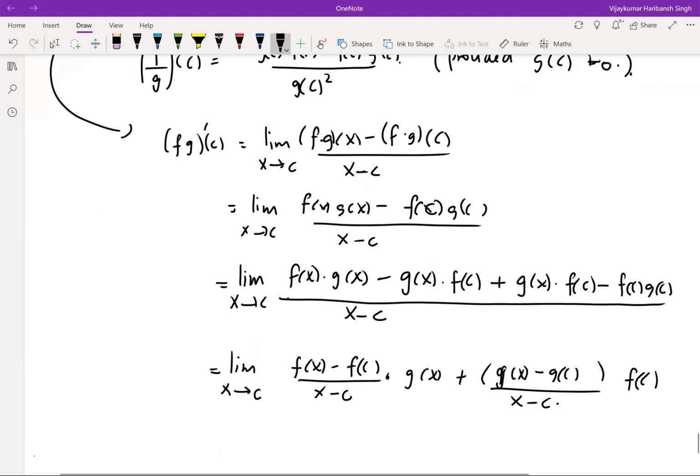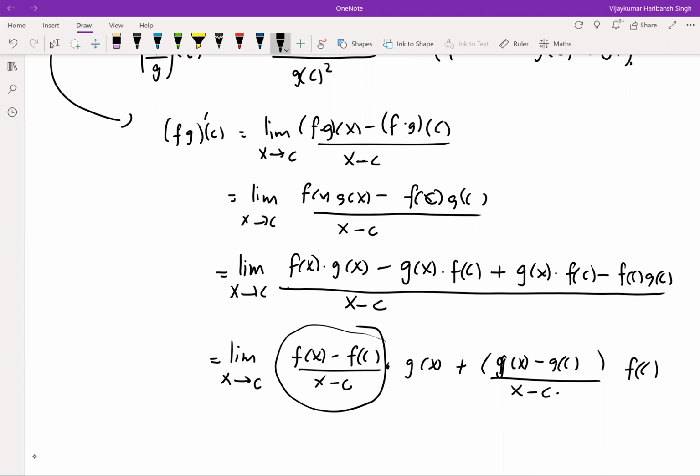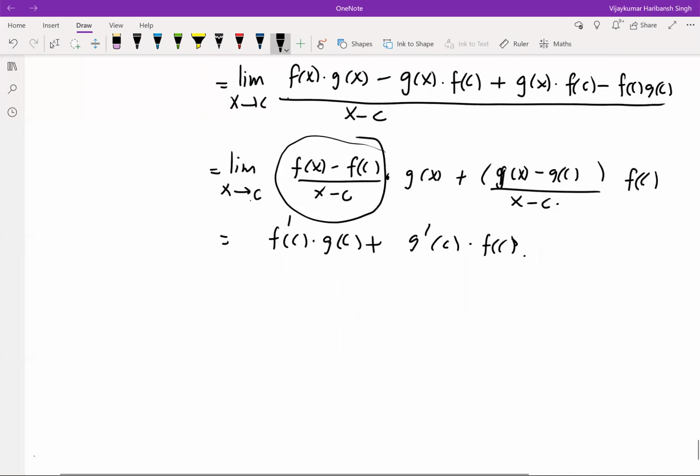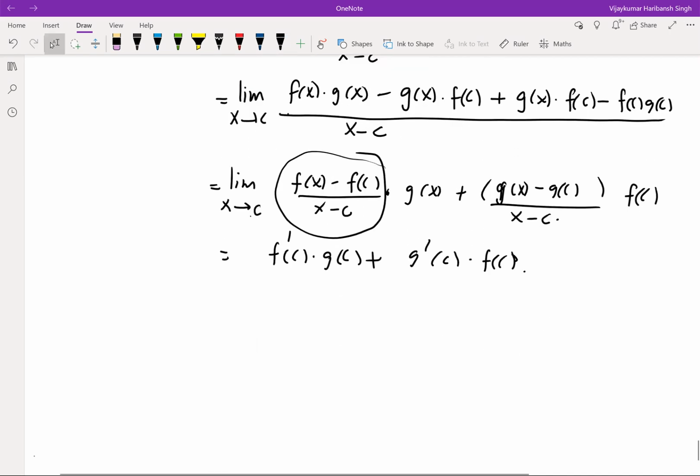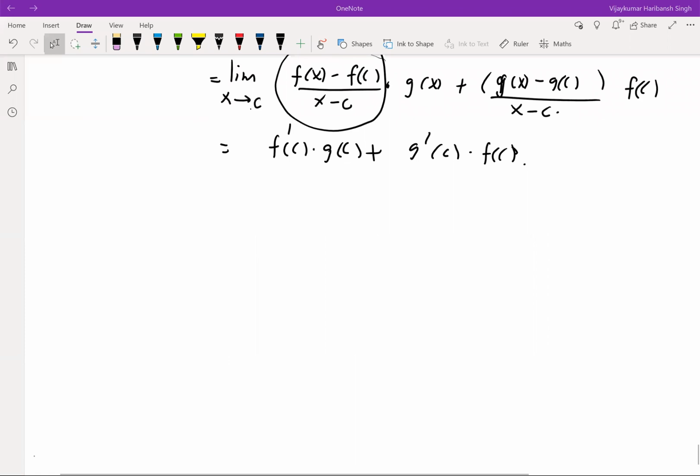Now, given the fact that this limit exists, because we are saying it's differentiable, note that these formulas do not apply if the functions are not differentiable at that point. So this is going to be f prime c times g of c, because the limit as x goes to c of g of x is g of c since it's continuous, plus g prime c times f of c. So similarly, you can prove all the other ones as well. Now let's move ahead.